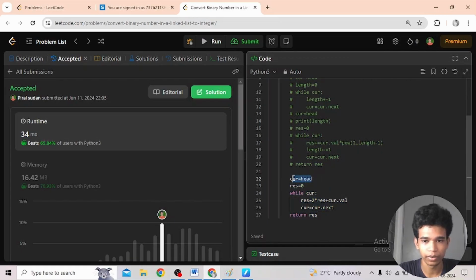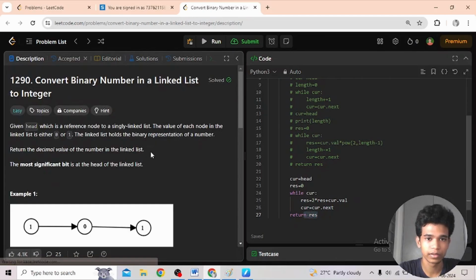First of all, current is equal to head, then result is equal to 0. Now, while current, result is equal to 2 into result plus current dot value. I have told you, right? Because, see here, whenever we are moving to the next node, the previous node is left shifted one time. So that. Now, current is equal to current dot next. Now, return result.